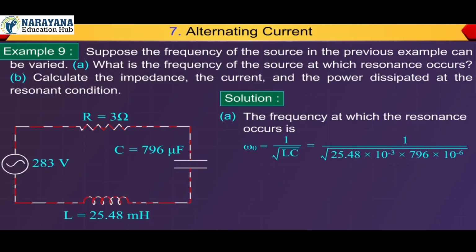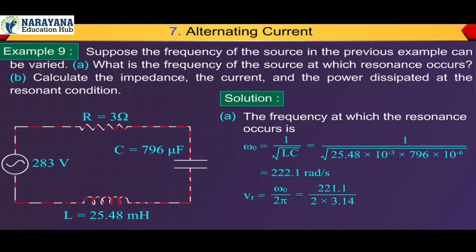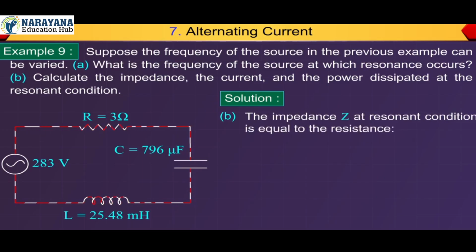LC is equal to 1 upon square root of 25.48 into 10 raised to minus 3 into 796 into 10 raised to minus 6 is equal to 222.1 radian per second. Nu R is equal to omega 0 upon 2 pi is equal to 222.1 upon 2 into 3.14 Hz is equal to 35.4 Hz. B. The impedance Z at resonant condition is equal to the resistance. Z is equal to R is equal to 3 ohm.